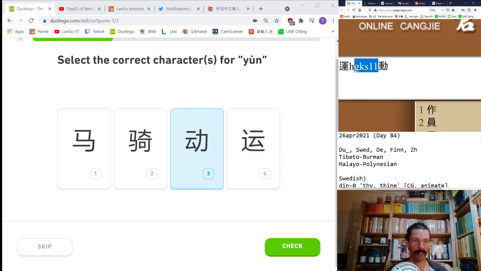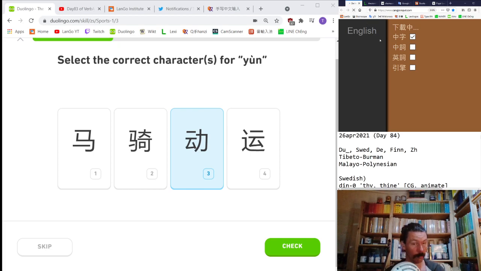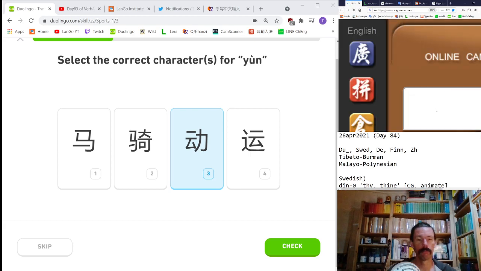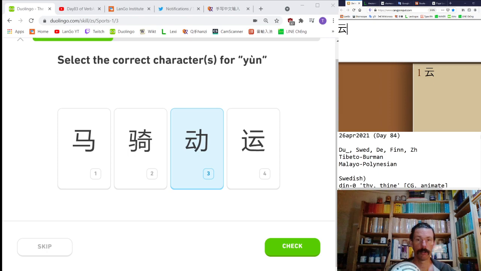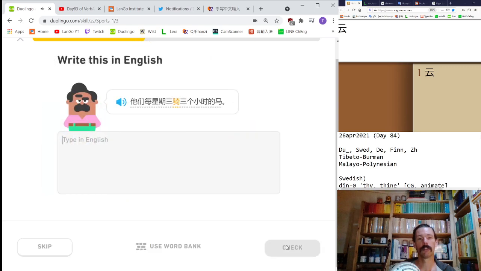These two characters are now written with this shape abbreviation. It's a cloud shape, that one, just arbitrarily used as an abbreviation in both words. There's no similarities. Horse, ma. 他们每星期3骑3个小时的马. So, it flies by pretty quick.